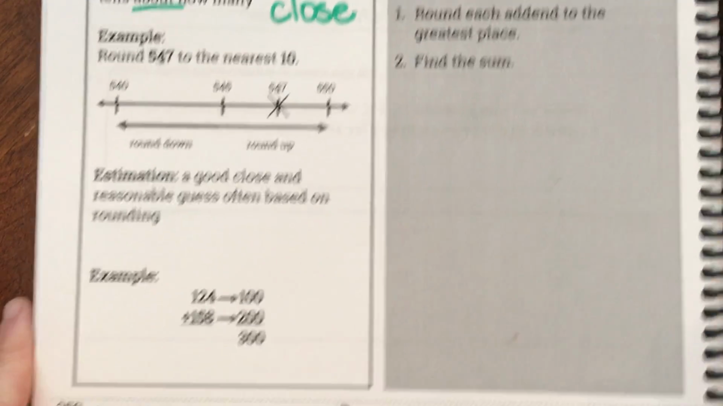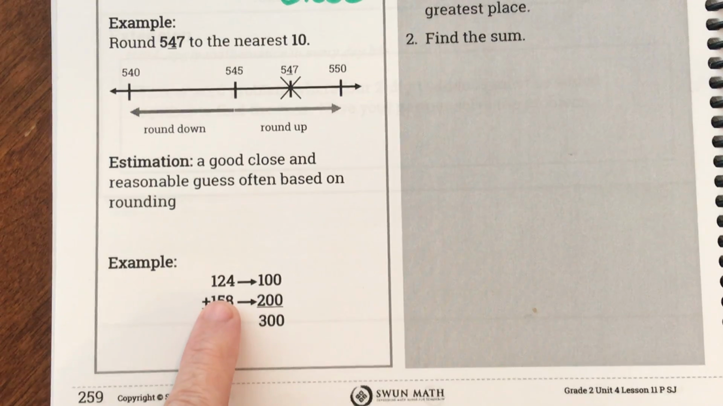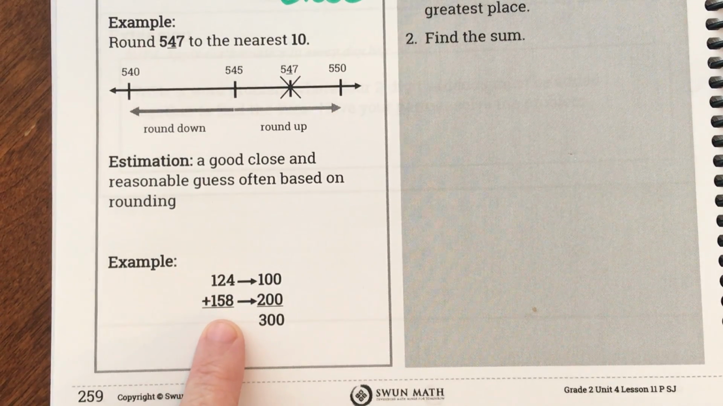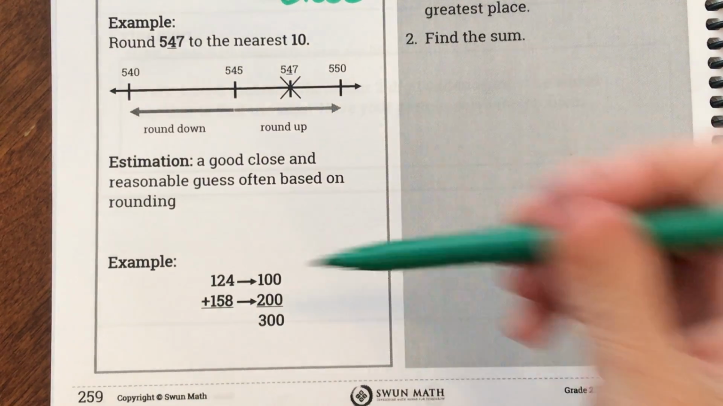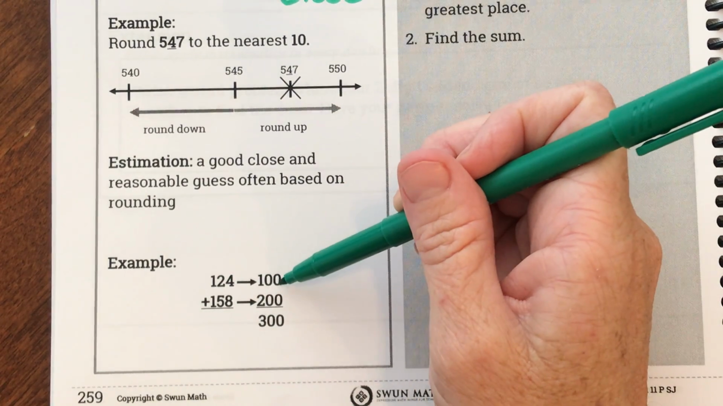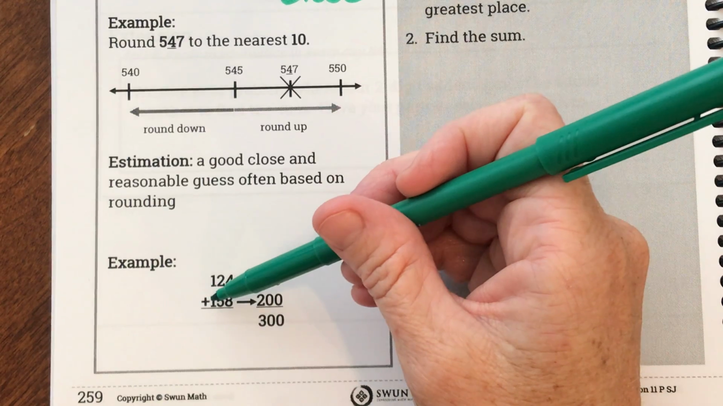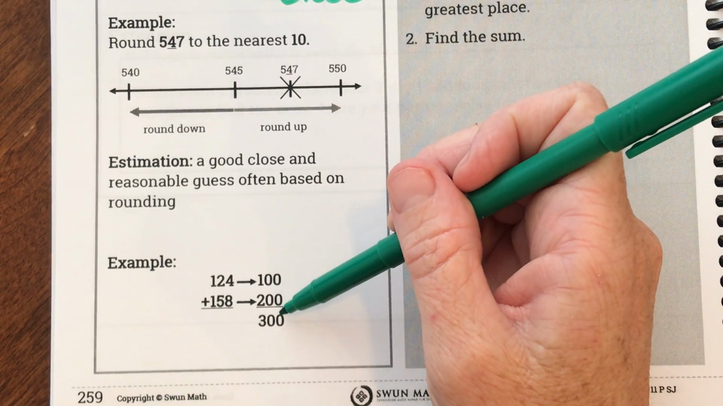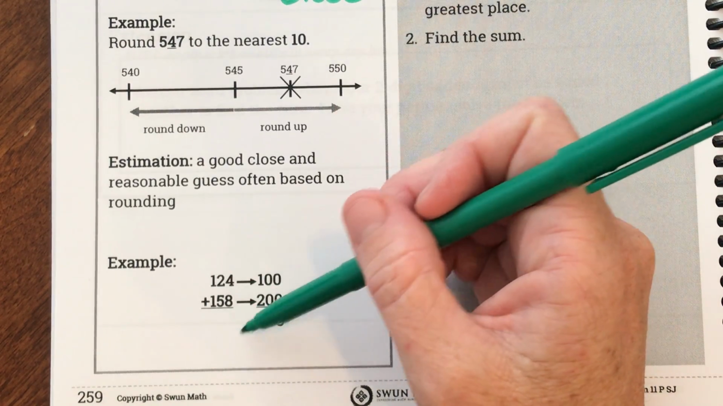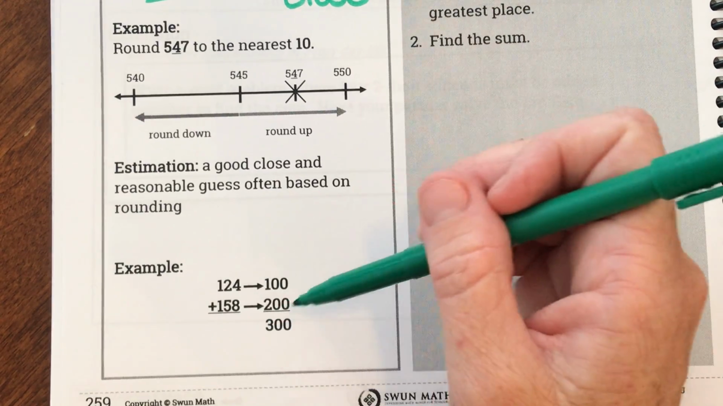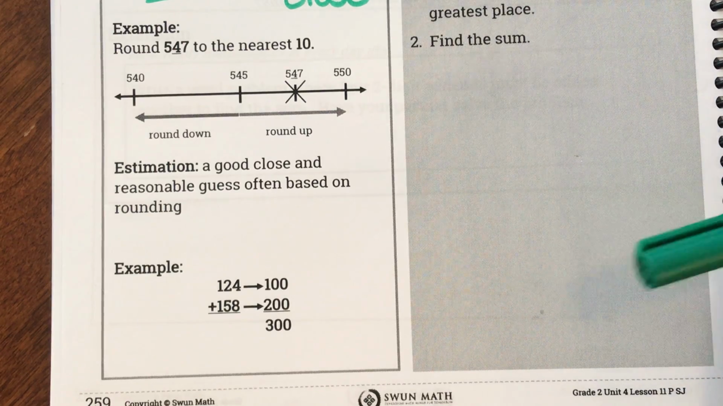Okay, so here's an example. We see that 124 plus 158. So we don't know the exact answer, but we know 124 is close to 100, and 158 is close to 200. So our answer is going to be around 300. So if I really added these, my sum should be close to 300.